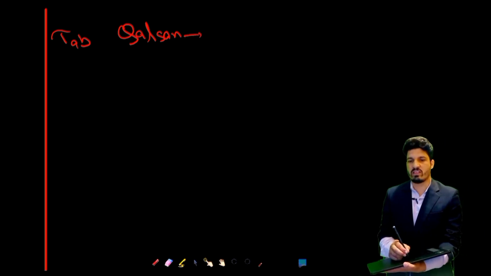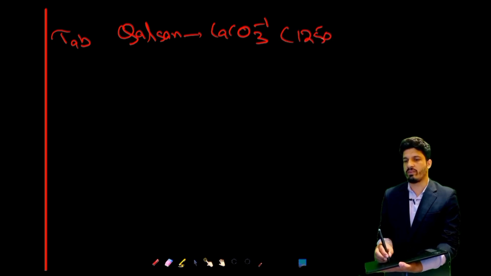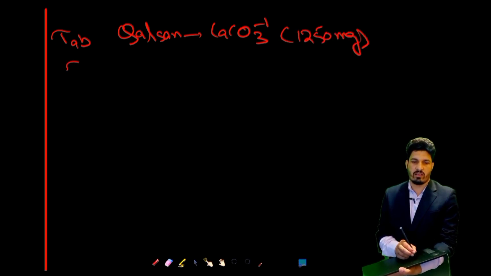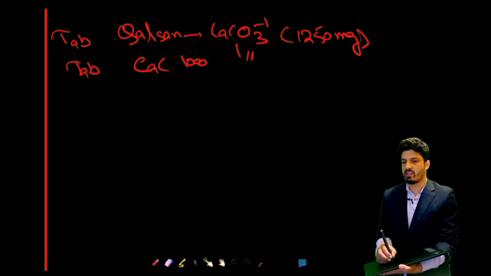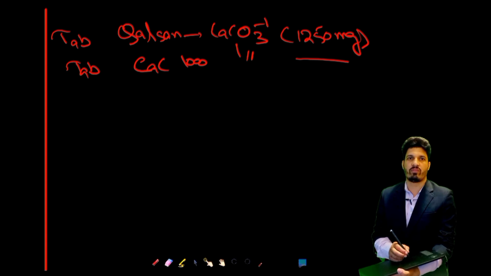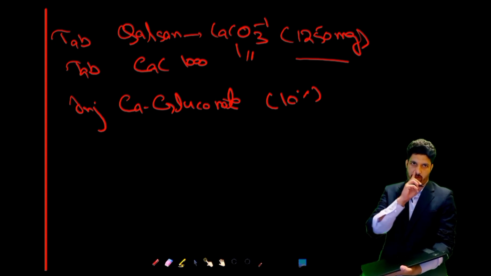First of all, you must know in which forms it is present in the market. It's present in the form of tablets. Tablet Calsan contains calcium carbonate, and its strength is 1250 milligram. Then you have the tablet CAC 1000. Again, it contains the same calcium carbonate in the same dose. In the injectable form, you have calcium gluconate, which is present as 10%.